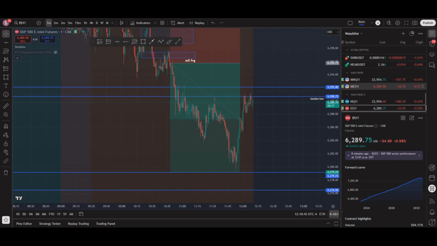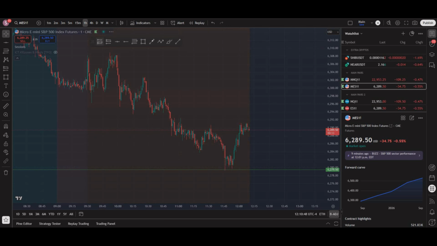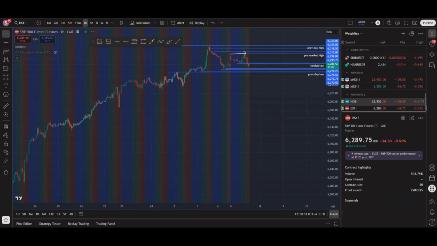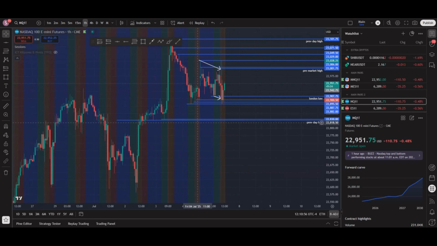This was our take profit, but if you actually look at MES, which is where I took the trade on, we actually ended up taking out this draw right here, which was my target, but I'll get into that after. And then NQ ended up taking a break-even trade, which was our first setup. So let's get into the NQ trade first.